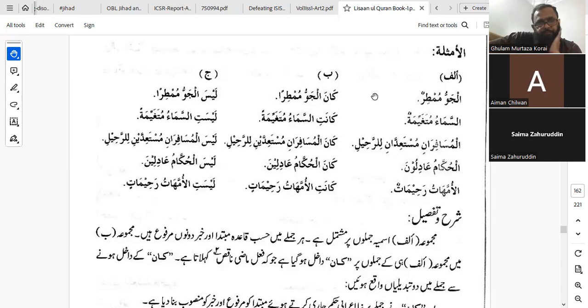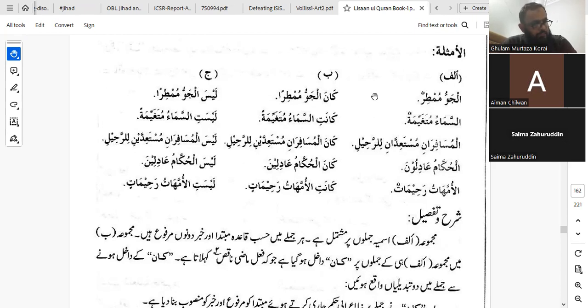Shabash. Right, okay. So الحكام عادلون. الحكام is مبتدأ مرفوع بالضمة, and عادلون is خبر مرفوع بالواو. And كان الحكام عادلين. كان is فعل ماضي ناقص, and الحكام is اسم كان مرفوع بالضمة, and عادلين is منصوب بالياء قبلها كسرة. It's khabar of كان. Yes, and عادلين is خبر كان منصوب.